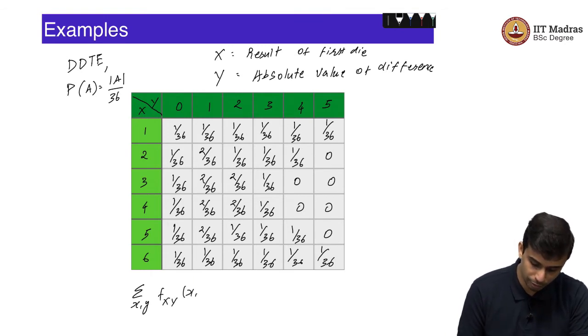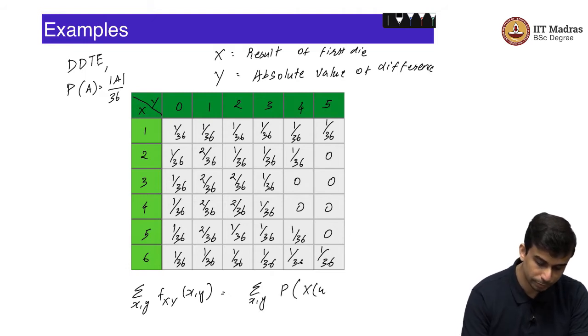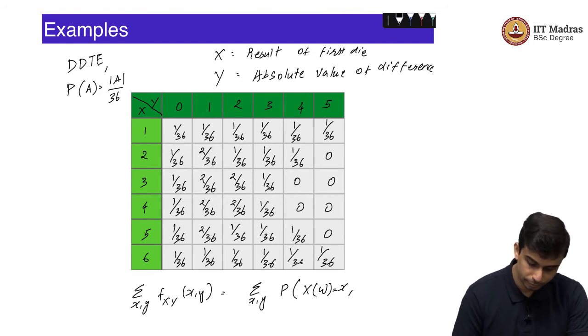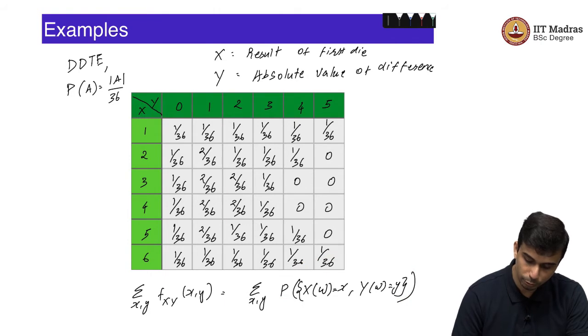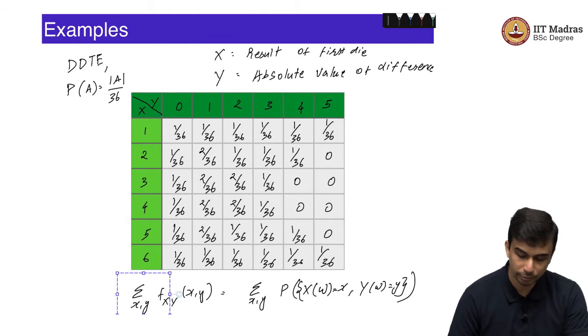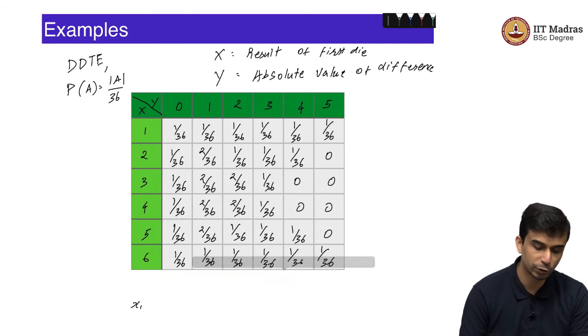Why is that? Well, the sum over x comma y of f_XY(x, y) is exactly equal to the sum over x comma y of the probability that X(ω) equals x and Y(ω) equals y. These sets are disjoint and their union corresponds to the entire sample space. So this is equal to the probability of Ω, which is equal to 1, right.